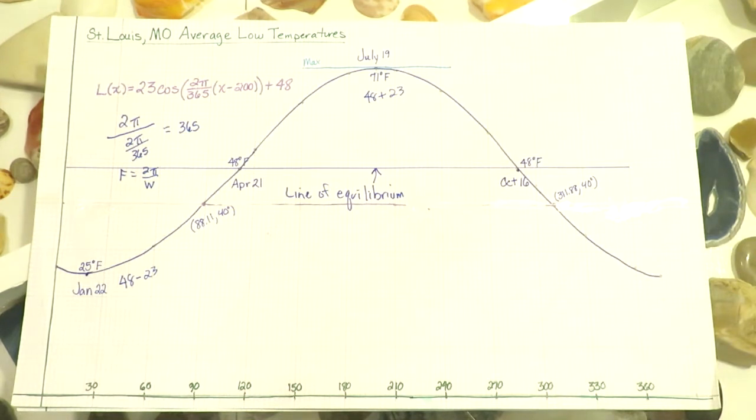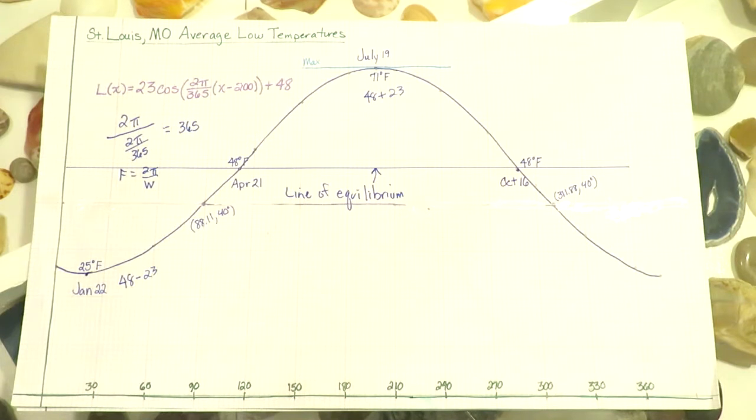So in July, the average low temperature is 71 degrees, 23 degrees higher than 48. And in January, the average low is 25. That is 23 degrees lower than 48. Notice that the frequency is 2 pi over 365.